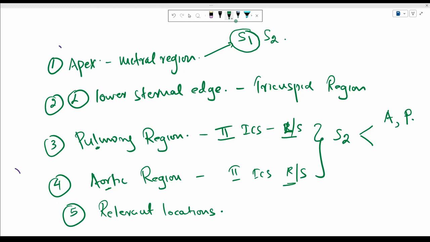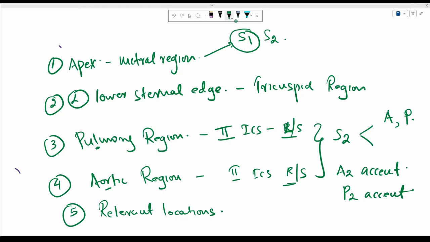But due to some conditions, like systemic hypertension, you can have the aortic component be louder. That is called an A2 accentuation, an A2 accent, or a loud A2, or a P2 accent in pulmonary hypertension. Pulmonary hypertension, pulmonary embolism, right? So you see a P2 accent. So you need to make sure you look for these things.